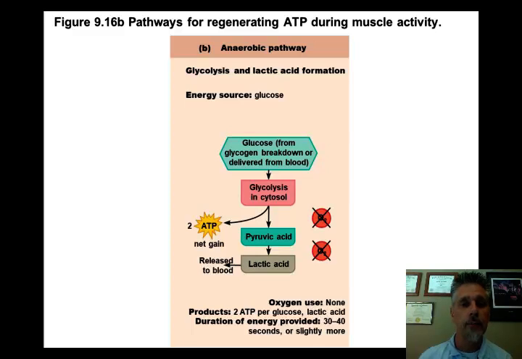And so this is the idea here, right? So we see glucose, and we're going to get the production of 2 ATP, and that pyruvic acid is going to convert to lactic acid.